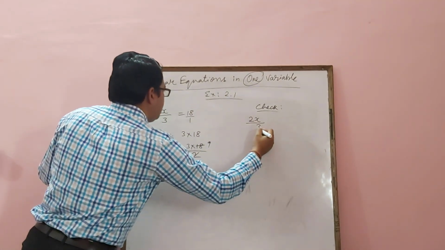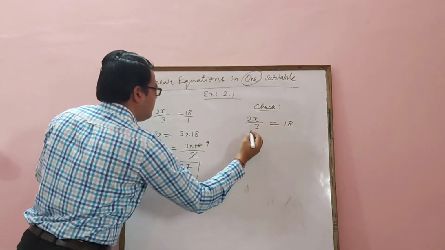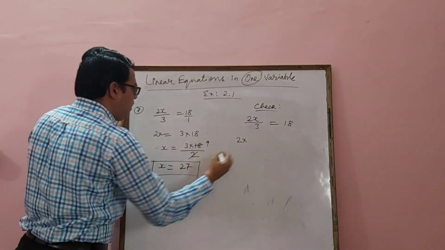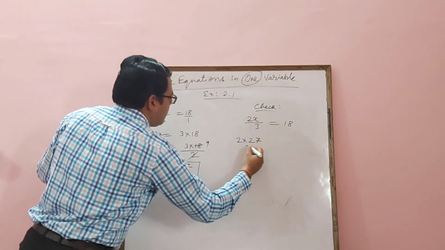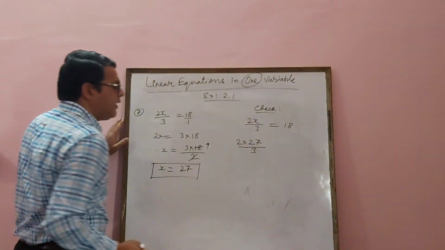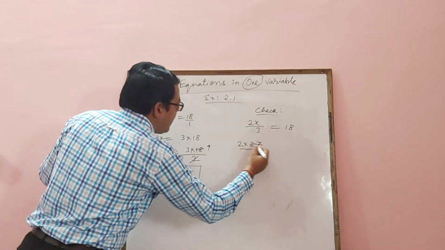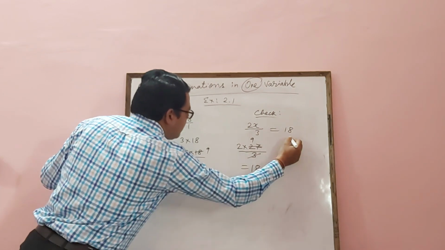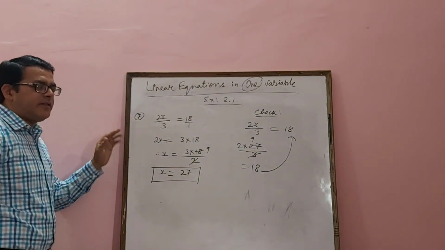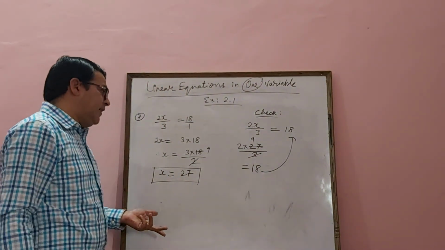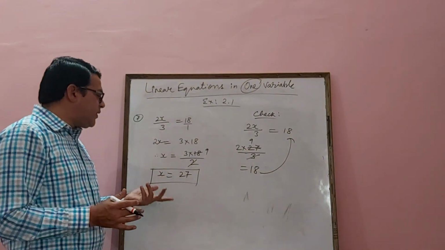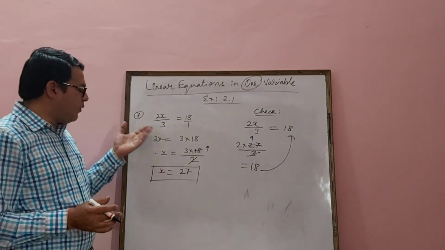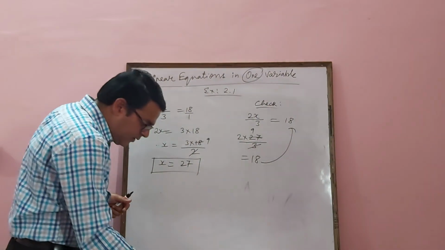2x upon 3 equals 18. See, the value of x is 27. Of course, the upon 3 is also already there. So by 3, 27 is 9 times divisible. 9 times 2 is 18. And this 18 is the same as the right hand side value, which is also 18. It means both the sides are the same. That's why this is the solution for this equation.